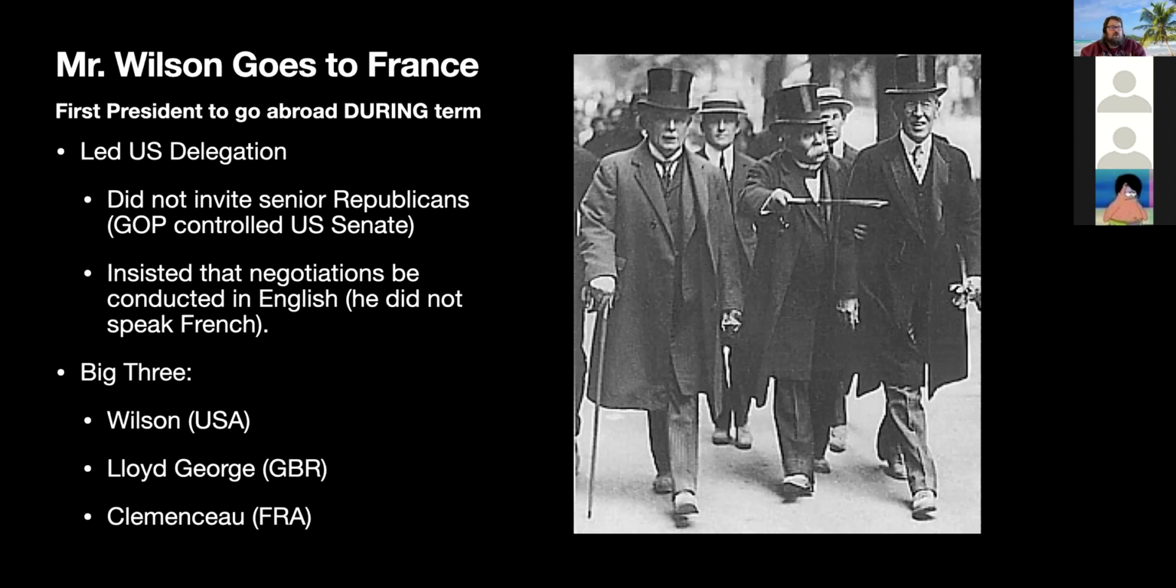So this picture shows what are known as the big three of this conference. So you have Wilson there on the far right. In the middle, you have a guy by the name of Georges Clemenceau, who looks more like a walrus than any human being has a right to. And then the guy on the far left is David Lloyd George. So Clemenceau was the French prime minister. Lloyd George was the British prime minister.